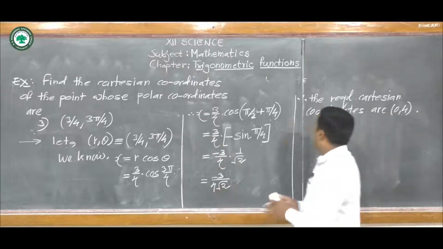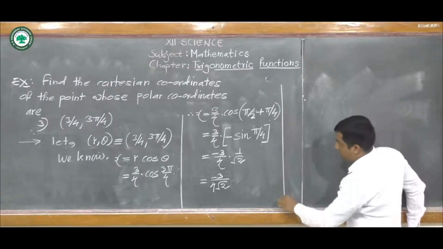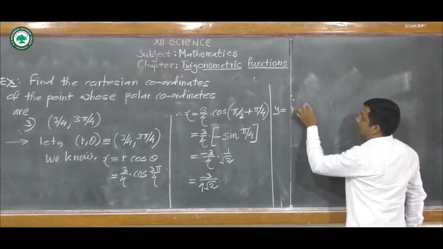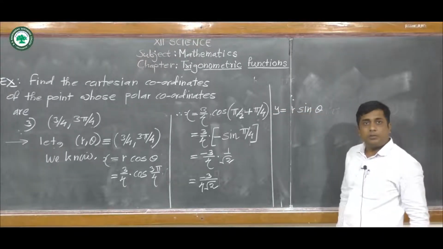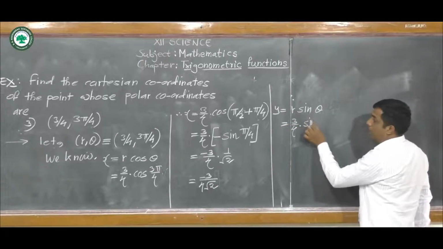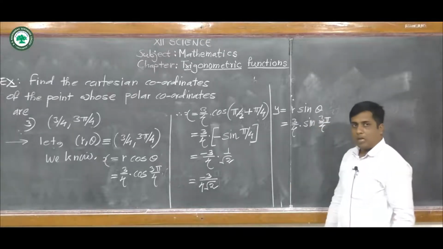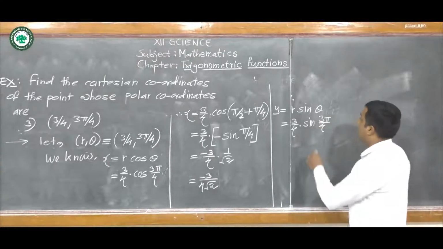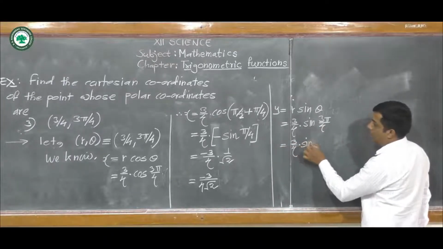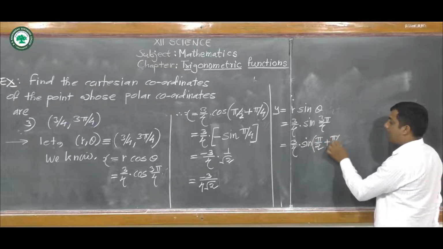Similarly, we find y. Here y is equal to r sine theta. This is equal to, we know r is 3 by 4 into sine of 3 pi by 4. Again, by using the allied angle formula, I write this sine 3 pi by 4 as sine of pi by 2 plus pi by 4.